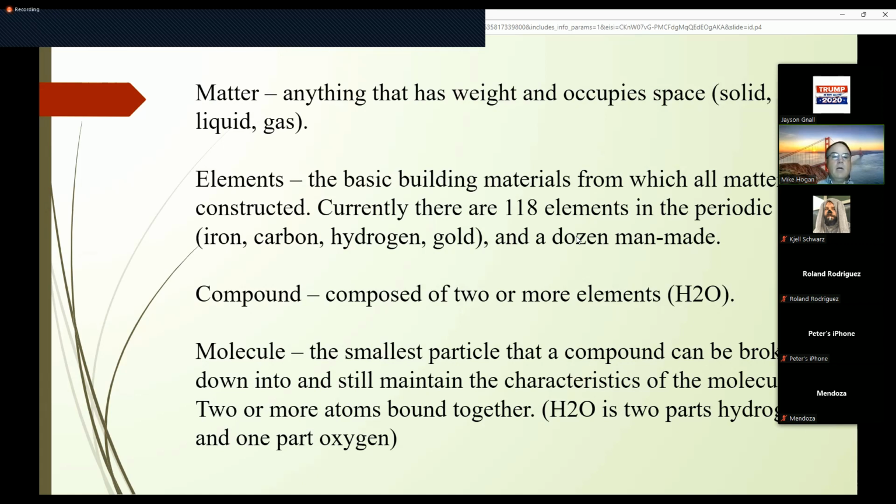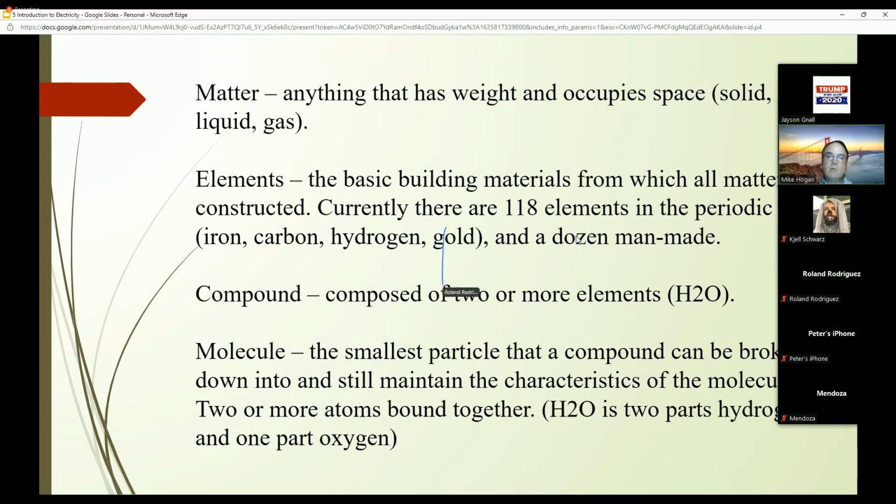So you've got elements, those individual, mostly naturally occurring, elements on that periodic table. And then you've got compounds, which are multiple of those, and then a molecule, which is the smallest unit you can have and still be a compound.